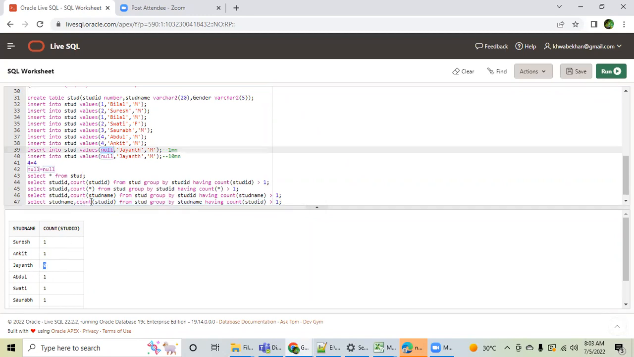Because you have mentioned I want to count the student ID. So when the SQL engine is counting ID for the Jan, the SQL engine found that okay, it is null. And you know that if it is count of column, it will ignore the null. That is why it has ignored it, and it is telling that there is no record for the name Jan. But you know, there we have 2 records here. Correct? Is this clear? Yes.